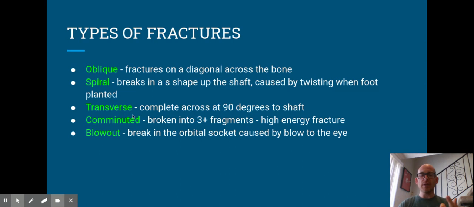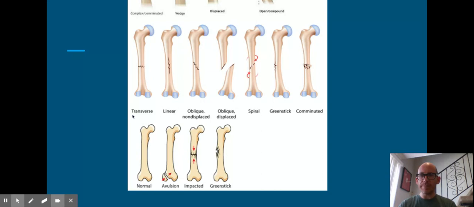Then the last one is a blowout fracture. This is where you kind of see the fracture radiating out. The best place to see this, when I say best, it's not best for anybody, is if you get a baseball right into the eye, into the socket, you'll see the fracture going out in both directions, an orbital fracture. Okay, so here are some pictures.